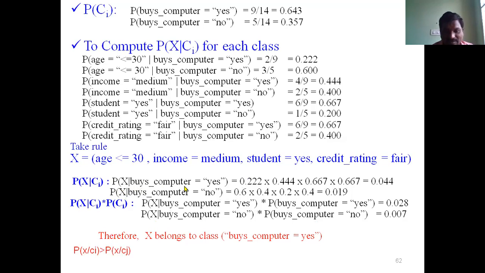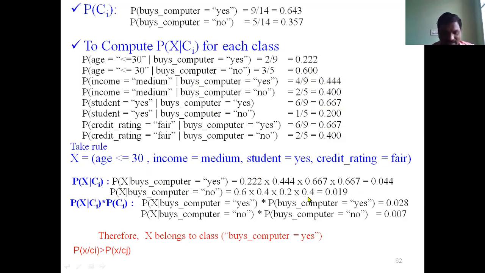Here, probability of X given computer yes. I'm taking these values here, 0.22. Age equal to, based on age less than 30, 0.22 value here, 0.44 equal to yes. That means all the yes values. Student yes and then 4 yes values. I'm taking 0.22, another one 0.44, another one 0.667, another one 0.667.